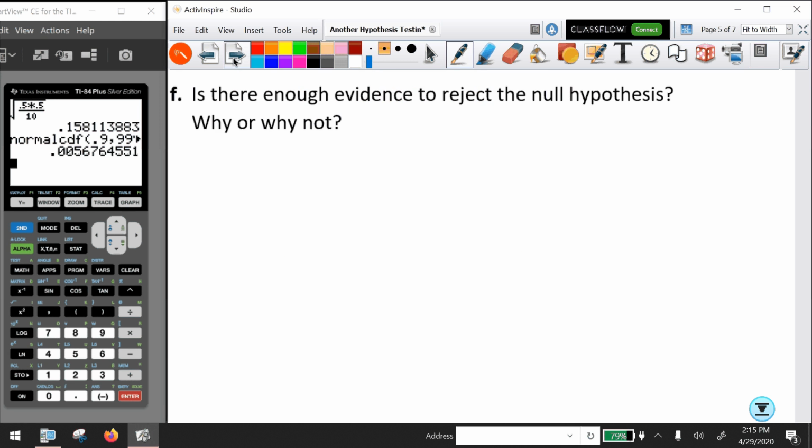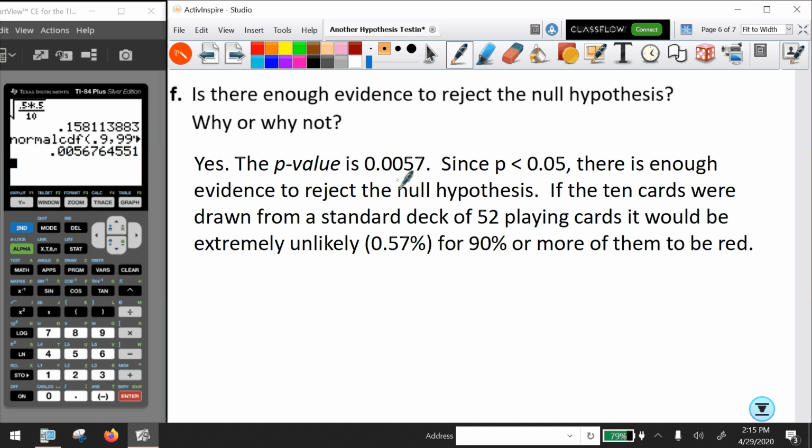So, is there enough evidence to reject the null? Absolutely yes. The p-value is 0.0057. Since p is less than 5% or 0.05, there's enough evidence to reject the null hypothesis. If the 10 cards were drawn from a standard deck of 52 playing cards, it would be extremely unlikely. There would be a 0.57% chance of 90% or more of the cards being red. So if there's such a small likelihood of that occurring in a normal deck of cards, it makes sense to assume that this is not a normal deck of cards, and it most likely has more red cards in it. Alright, that's the end of that example.